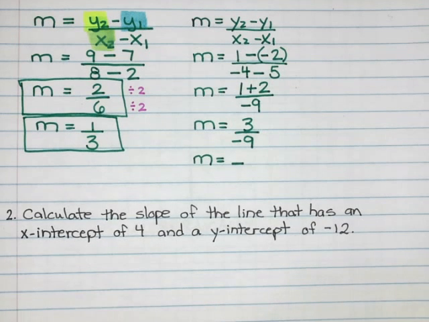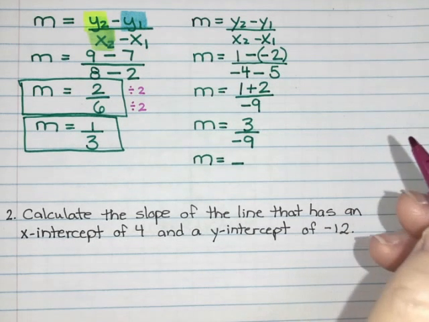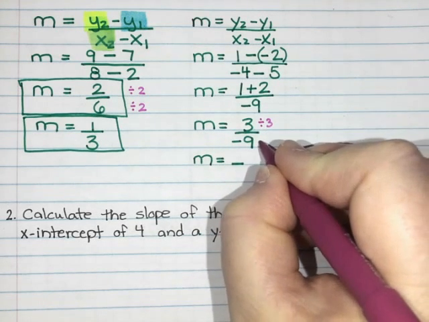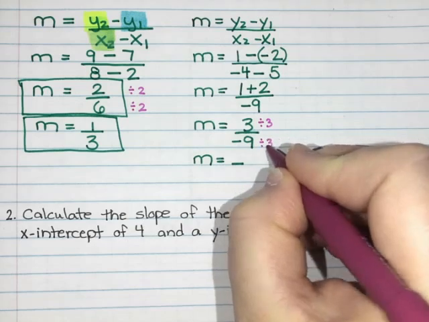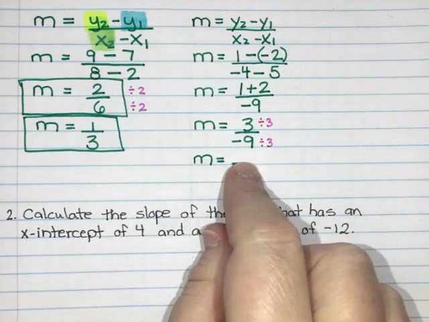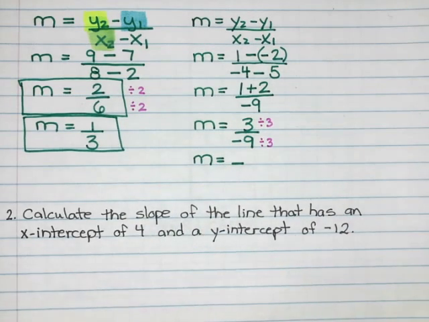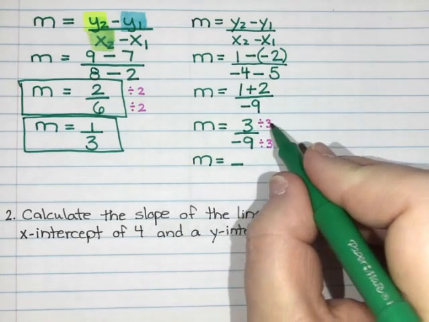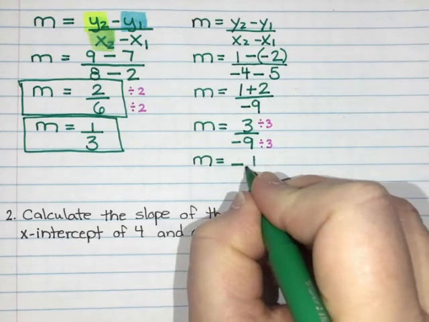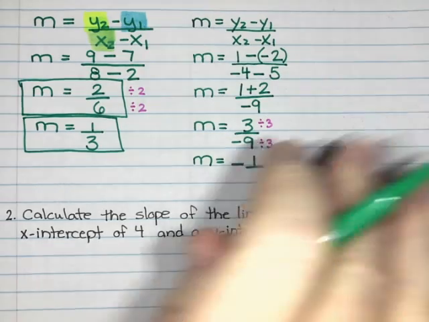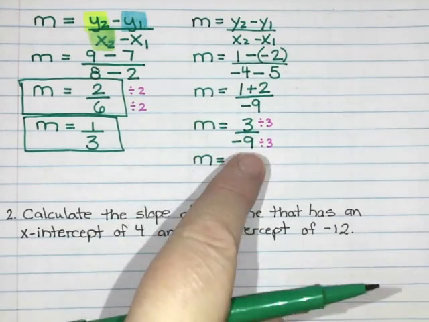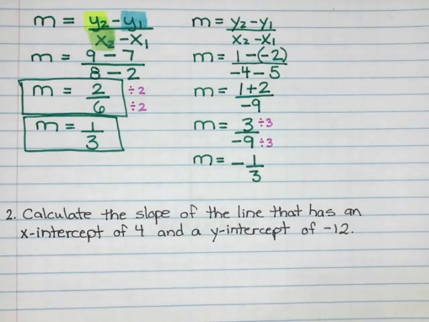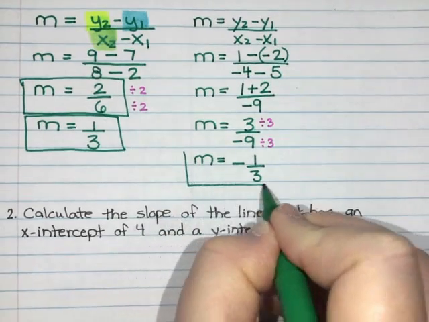And then 3 and 9, I can actually reduce because they both divide by the number 3. Now, the fractions won't always reduce. Sometimes if you had 3/7, you'd have to leave it as 3/7. You wouldn't be able to do anything. But if you can reduce, you should. So 3 divided by 3 is 1. And -9, well, I'm going to ignore the negative because we've already dealt with that. 9 divided by 3 is 3. So it's going to be -1/3.